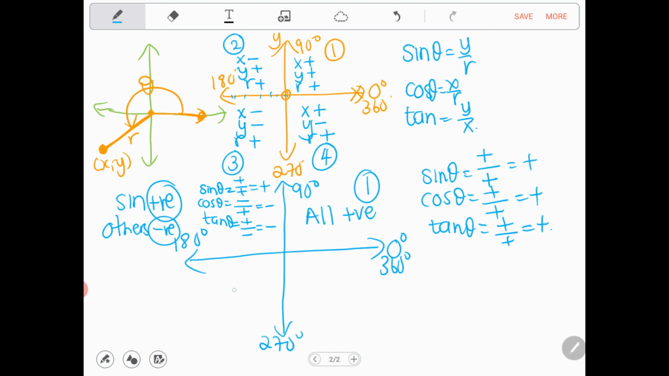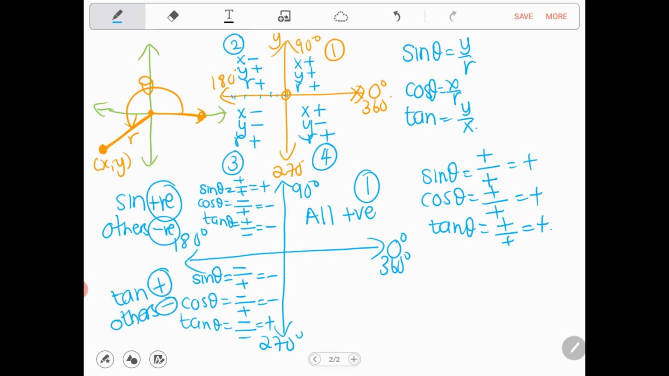Okay, if we look at the third quadrant, sine is y over r, we said in the third quadrant y was negative, r is positive, which makes sine negative. Cos, x negative over r positive, negative. And finally tan is y, which is negative, over x, which is negative, which gives me a positive. So now in this quadrant, sine and cos are negative and tan is positive. So in quadrant 3, tan is positive, others are negative.